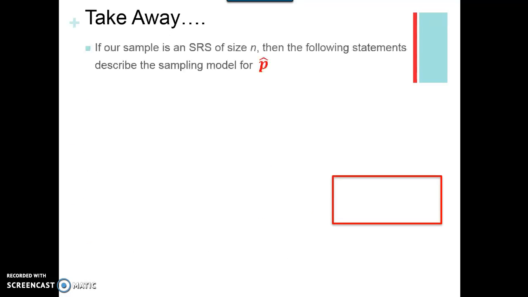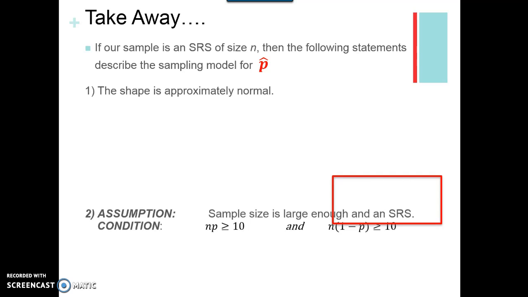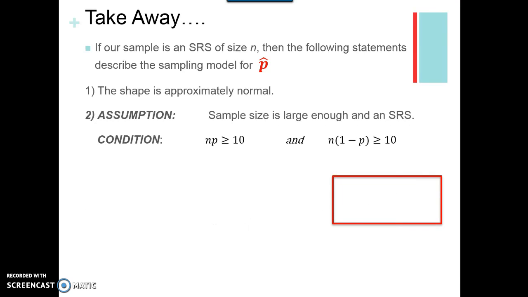Okay, if our sample is a simple random sample of size n, then the following statements can be made to describe the sampling distribution for p hat. Number one, the shape is approximately normal. Okay, so this is when you've done the conditions. This is the assumption and the condition. We have an assumption that the sample is large enough and we have a simple random sample. Show the condition np greater than 10 and n times 1 minus p is greater than 10.